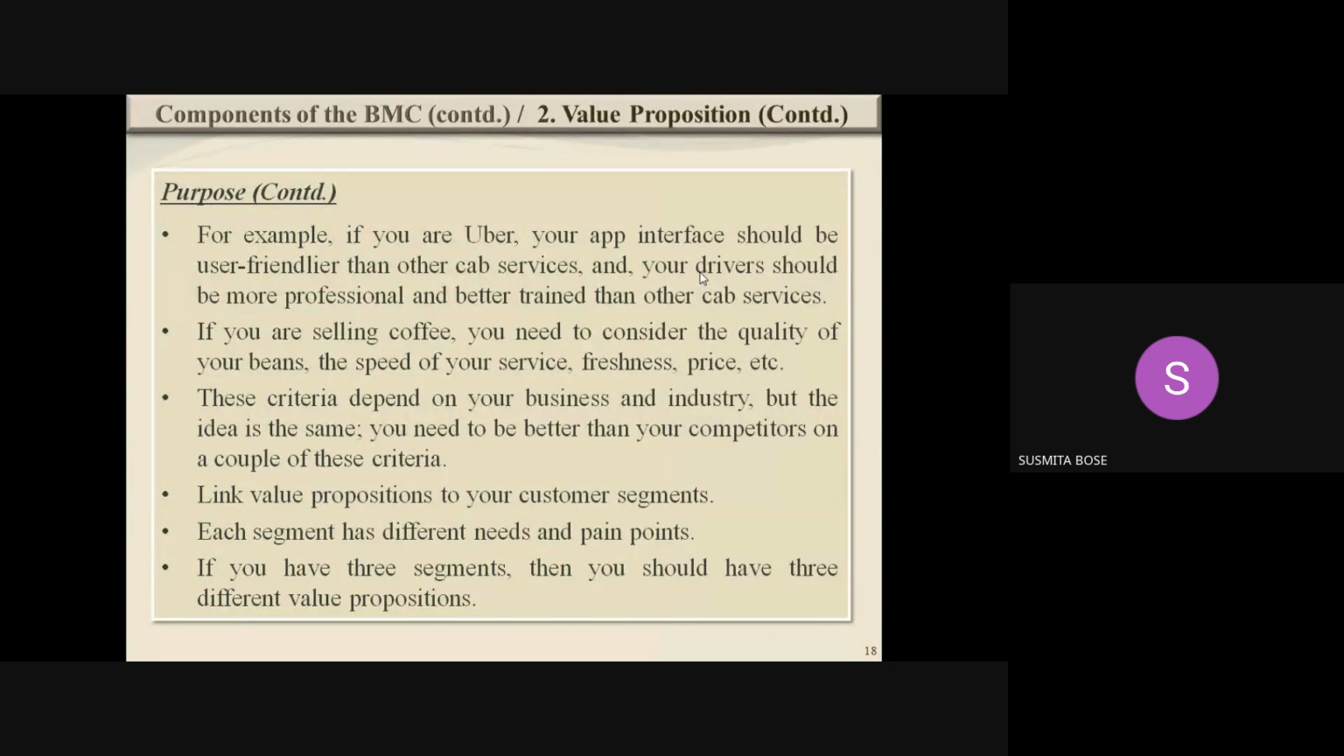You have to link the value proposition to your customer segments. Each segment has different needs and pain points. Pain points means dissatisfaction, and needs means desires or requirements. If you have three segments, then you should have three different value propositions. Like if you are offering three products to the market, then you have to have three different value propositions. You cannot use a single value proposition. If you are planning to launch three products, you cannot have one value proposition for three products. You will have to have three different value propositions, one for each product.